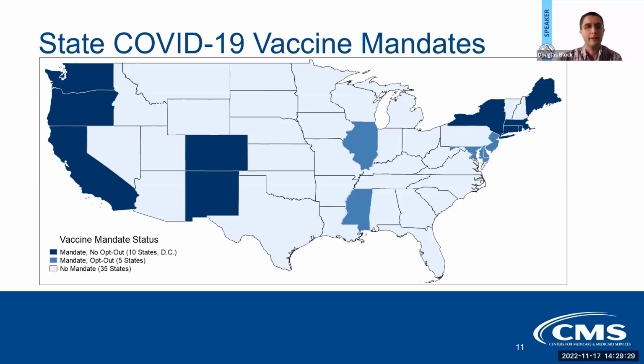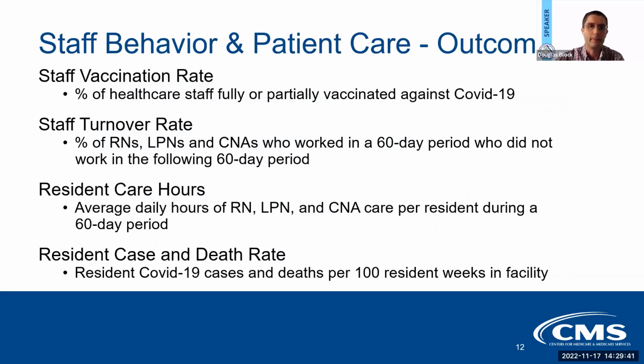And so this provided a nice experiment because you have some people getting one type of treatment, another group getting another type of treatment, and then a third group that had no treatment or no mandate. Next slide, please. All right. And so we looked at 4 outcomes.